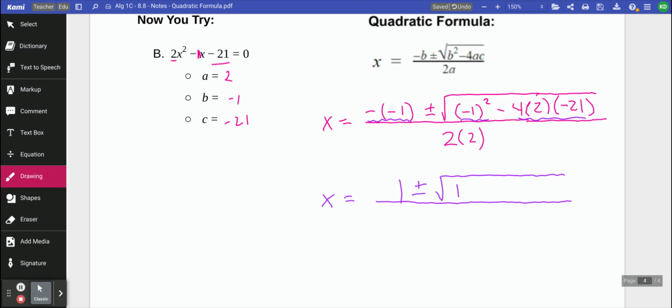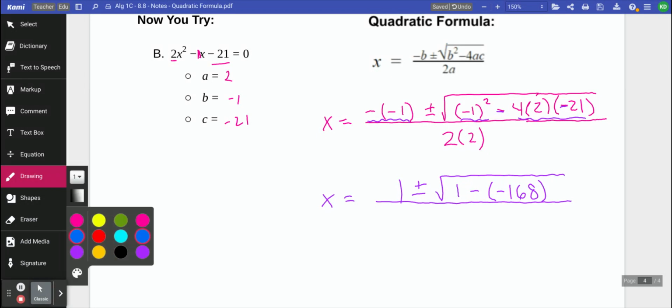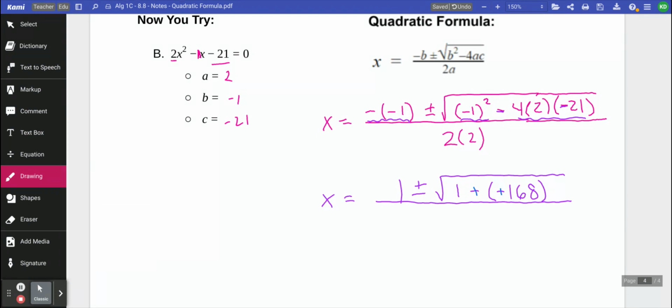Okay, and here's where we have to be careful again, right? 4 times 2 times negative 21. So let's see. 4 times 21 is 84, times 2 is 168. So this is going to be negative 168. It's going to be minus negative 168, which is then going to turn into a plus, right? So I know that I can think of that minus a minus, that's going to turn into a plus eventually in our next step, okay? All over 2 times 2, which is 4.